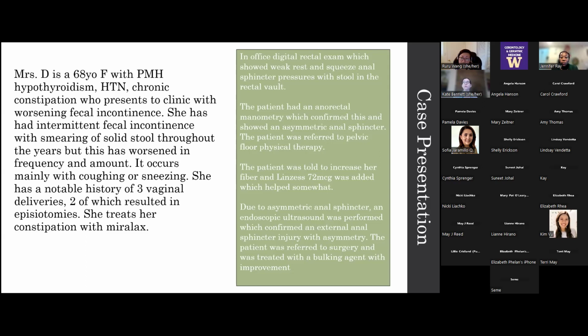The patient was referred to pelvic floor physical therapy and was told to increase her fiber to help add some bulk to the stool, and started on Linzess to help treat the constipation more effectively. That helped a little bit, but she was still having some incontinence episodes. So due to asymmetry of the anal sphincter, an EUS was performed, which confirmed an external anal sphincter injury with asymmetry, and the patient was referred to surgery, was treated with a bulking agent, and got better.